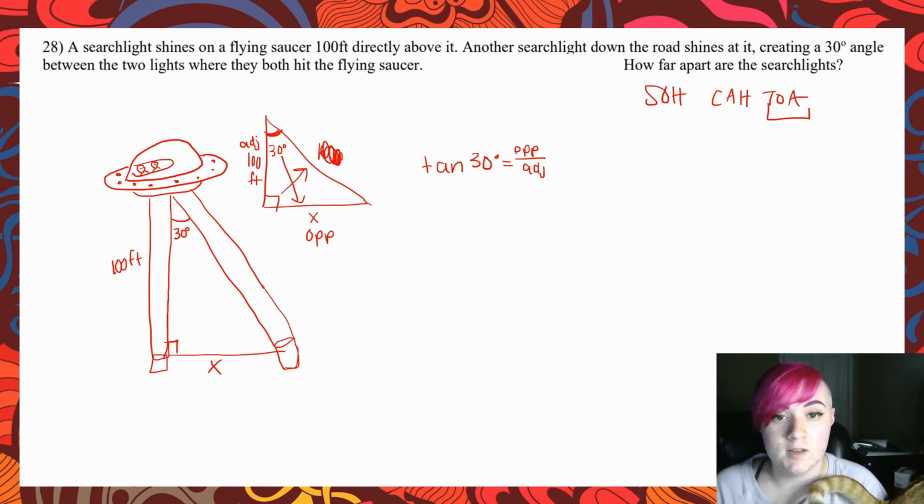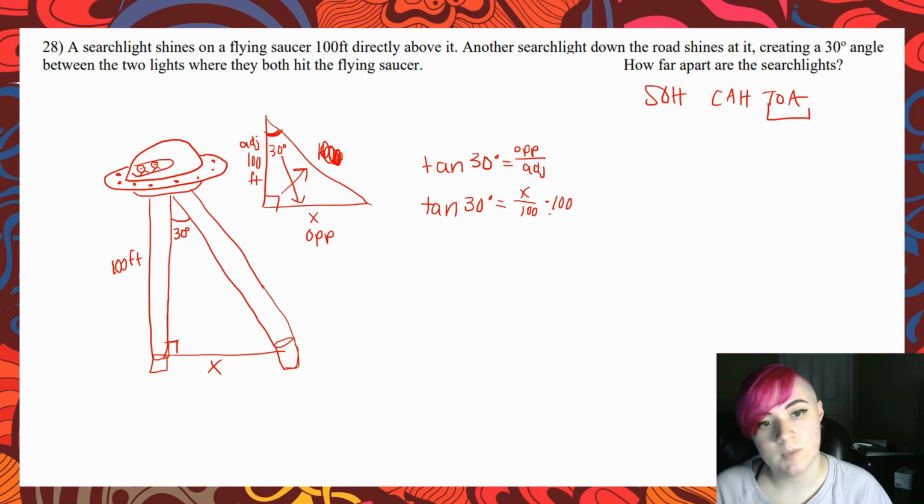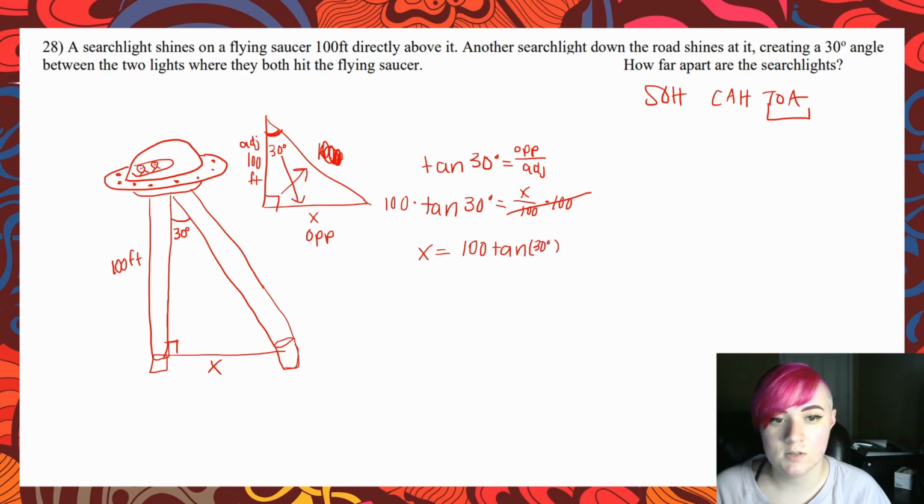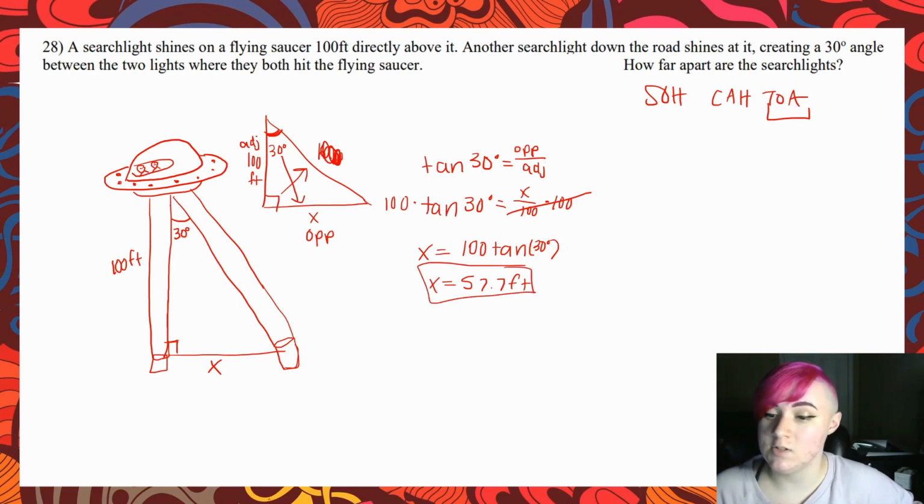Continuing on, tangent of 30 degrees is opposite over adjacent. The opposite side is x, the one we're missing, and the adjacent side is 100. In order to solve for x, we need to multiply by 100. So x is equal to 100 times tangent of 30 degrees, which we can type into a calculator, and that gives us 57.7 feet. So these two searchlights are almost 58 feet apart.